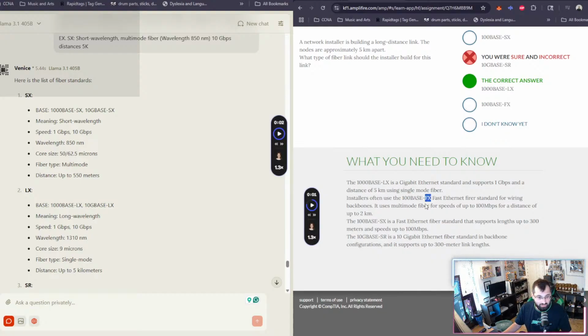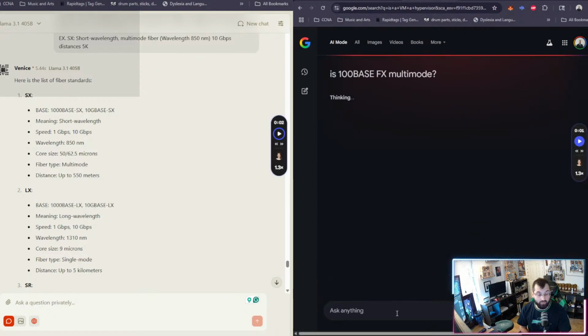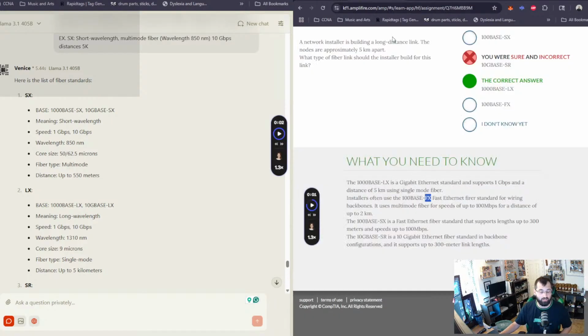Is FX multi-mode or single mode? I bet you anything that it's multi-mode. Is 100BASE-FX multi-mode? If this is not multi-mode, then I'm gonna cry. I'm gonna fully break. Yes. FX is typically used as a multi-mode standard. Okay, I think I'm starting to understand fiber significantly better.